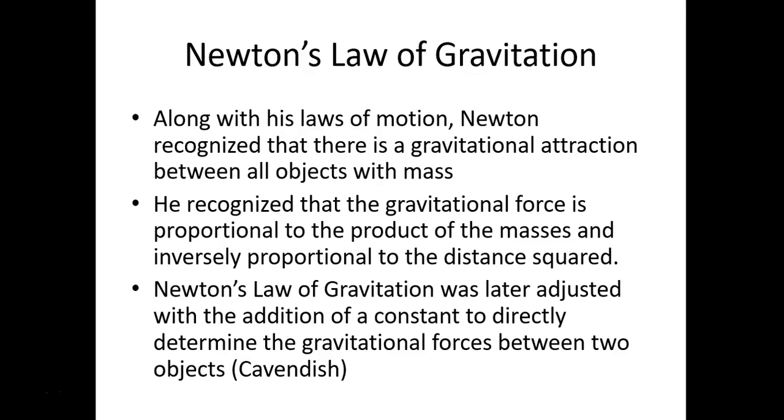And from that, he figured out the gravitational force, what's called Newton's law of universal gravitation. He found that the gravitational force was proportional to the product of the masses of the two objects and inversely proportional to their distance squared. Now, later in the 1900s, the law was adjusted by a guy named Henry Cavendish, who was able to determine a constant that actually allowed for direct measurement of these particular forces. Newton determined the relationship, and Cavendish was just able to put numbers to it.